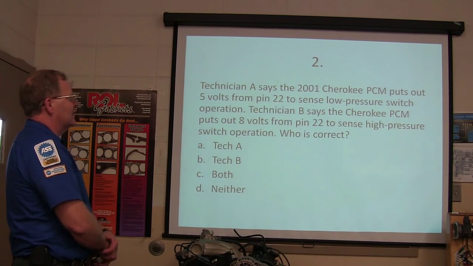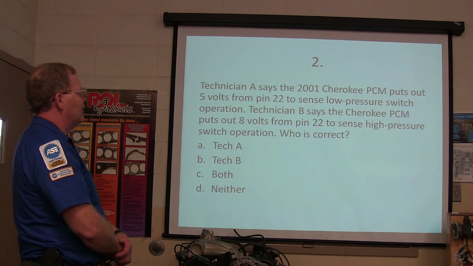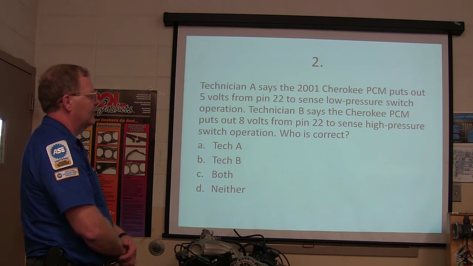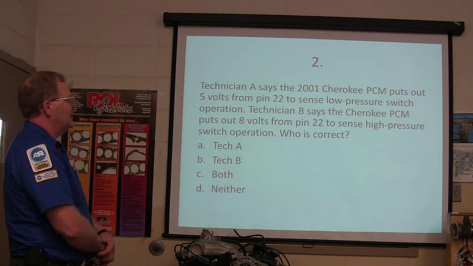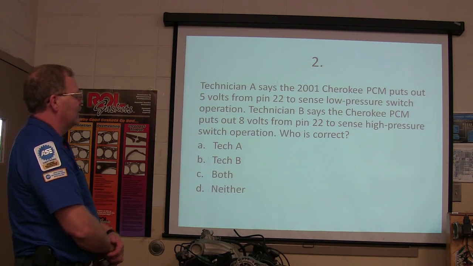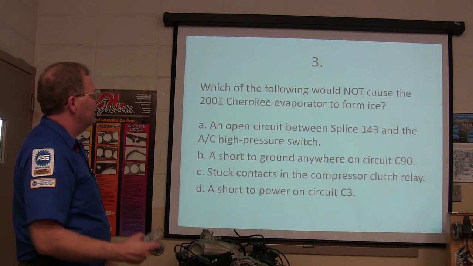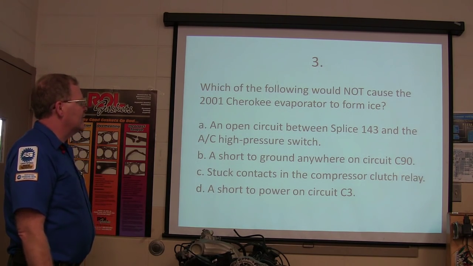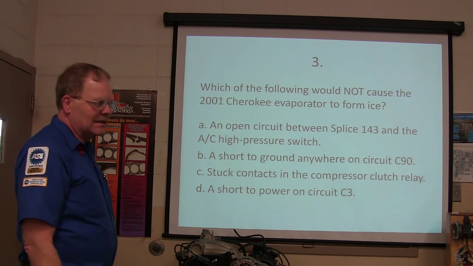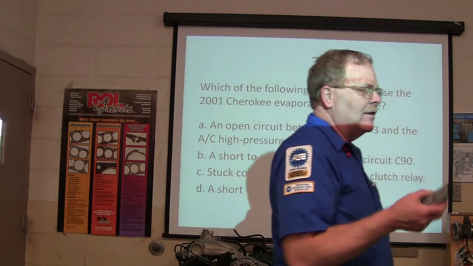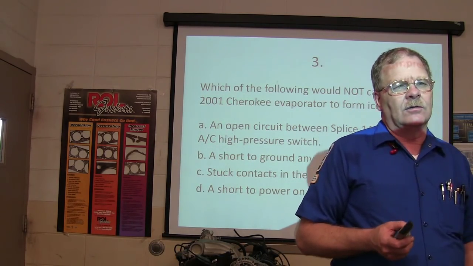Technician A says the 2001 Cherokee PCM puts out 5 volts from pin 22, while we're total 12 volts. Technician B says the Cherokee PCM puts out 8 volts, and neither one of those guys are right, okay? All right, which of the following would not cause the 2001 Cherokee evaporator to form ice? Now, if the evaporator forms ice, you won't have any airflow.